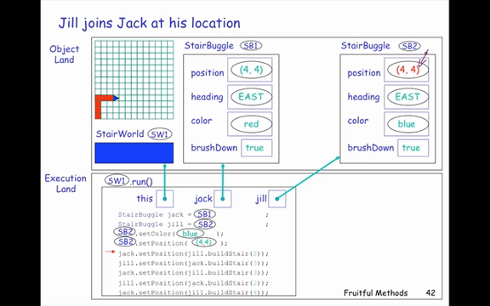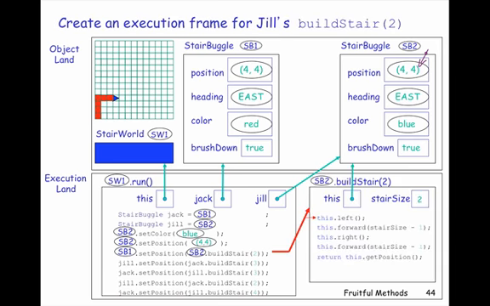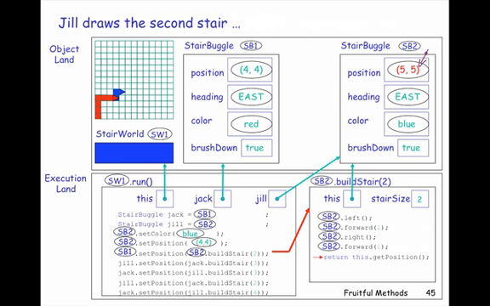So now we're going to alternate. Now Jack is going to set his position to be the position of Jill after she's built a stair of size 2. So we need to figure out who Jack and Jill are. Jack is SB1, Jill is SB2. We're going to have SB2, who is Jill, build a stair of size 2. Building a stair requires creating an execution frame. So all this executes as before. Jill has now built her stair of size 2.